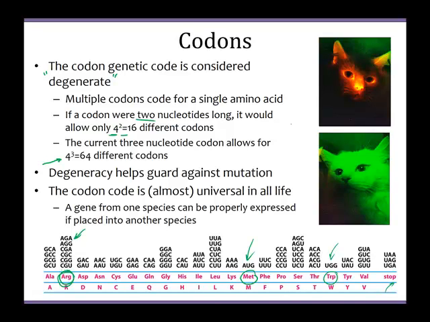This is what's happening with the cats. These cats have actually been genetically modified. Genetic modification is where you take a gene from one living thing and transfer it into another living thing. These cats have been genetically modified with a gene from jellyfish. It's the gene that causes the jellyfish to glow.